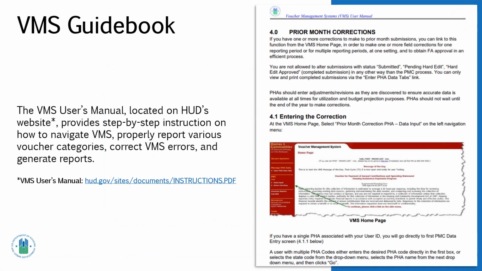The VMS User's Manual, which is located on HUD's website, provides step-by-step instruction on how to navigate VMS, properly report various voucher categories, correct VMS errors, and generate reports.